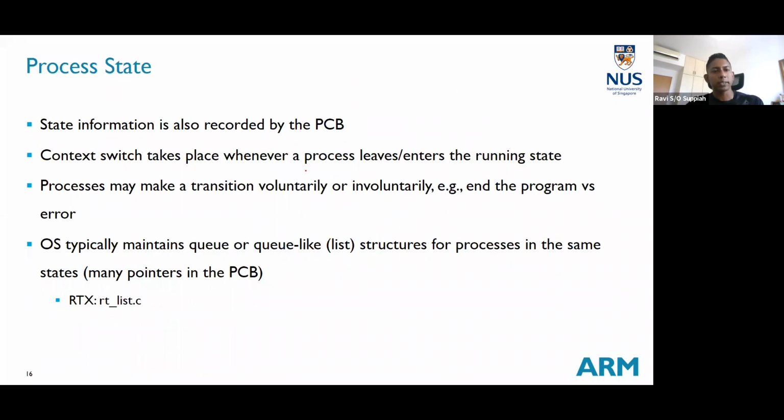So the process state, like what I mentioned just now, is critical because that state information is what is used by the scheduler to decide who should transition to the next running state. Inside the OS, there is an RT list that maintains this list of processes on who should run. You can look at that if you're interested.